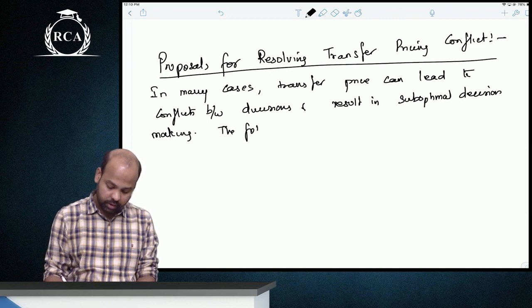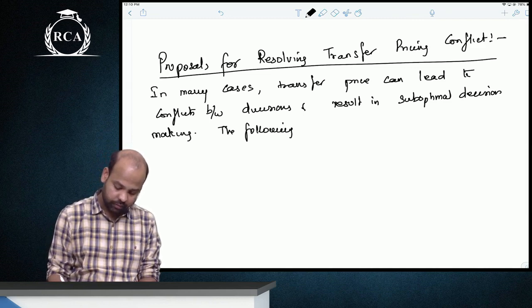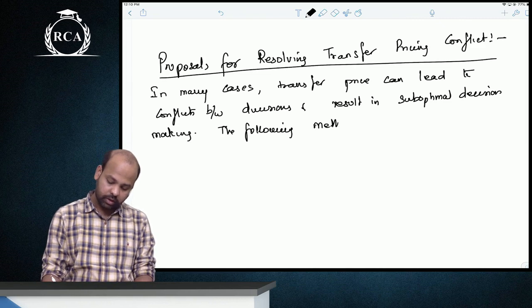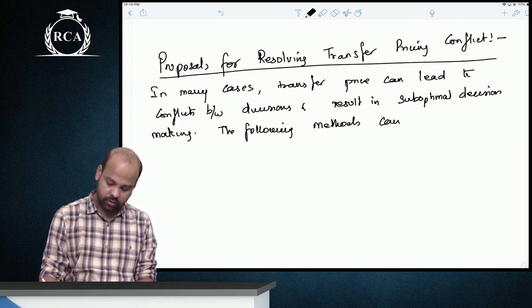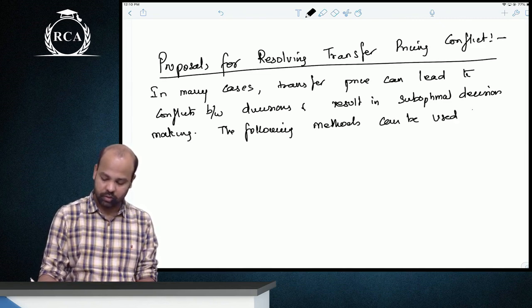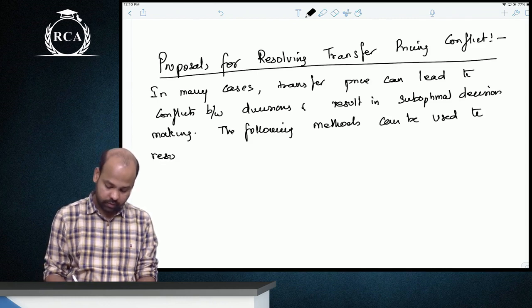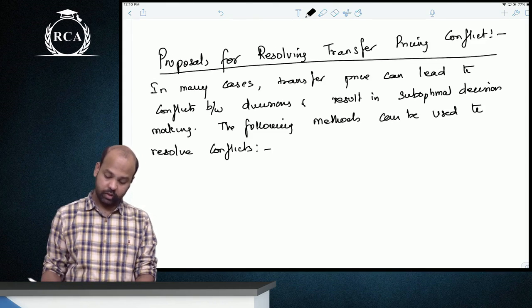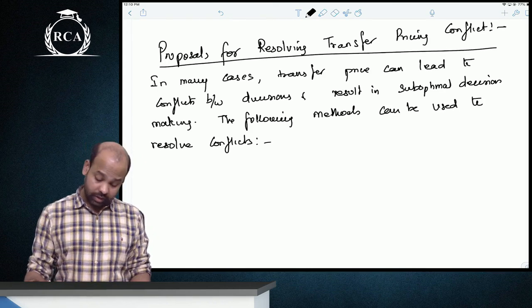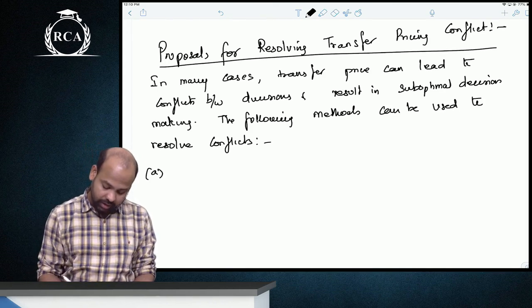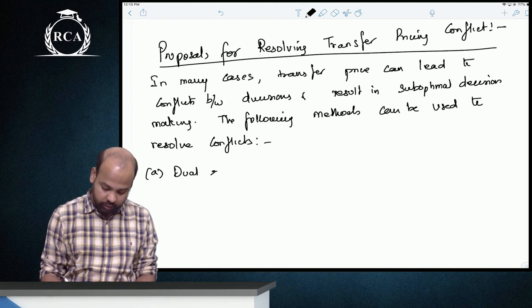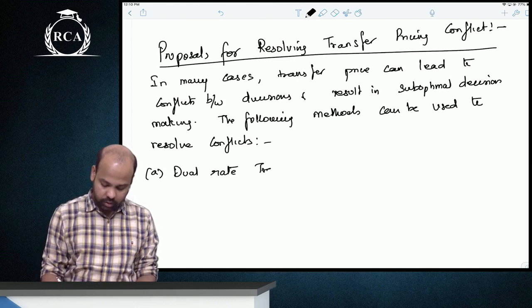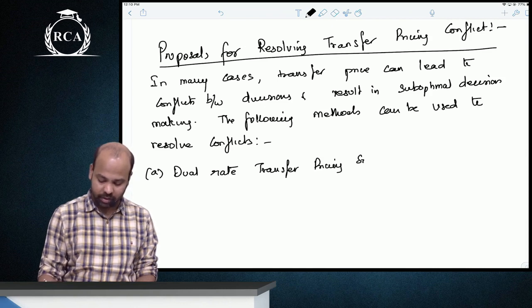The following methods can be used to resolve conflicts. Method 1 is dual rate transfer pricing system. You're all supposed to write it with me. Dual rate transfer pricing system.